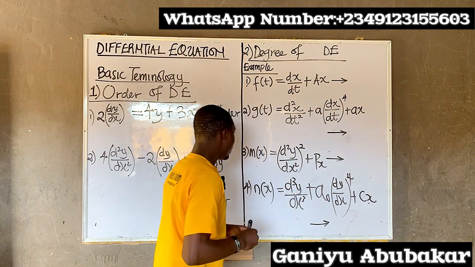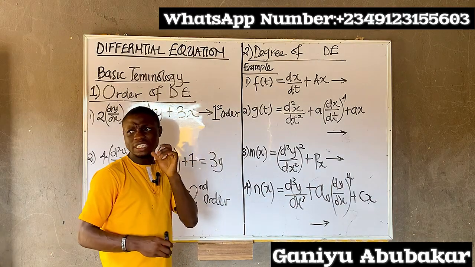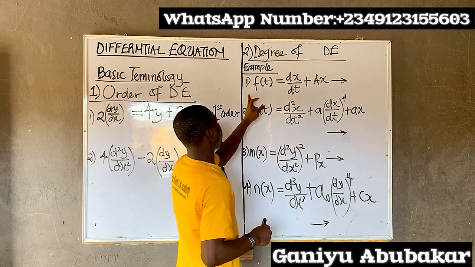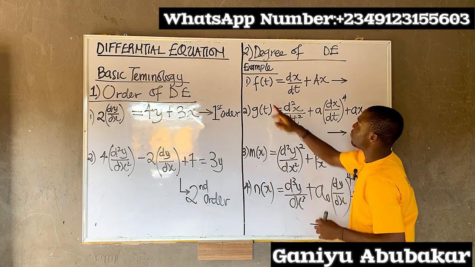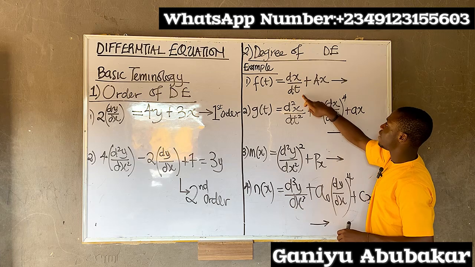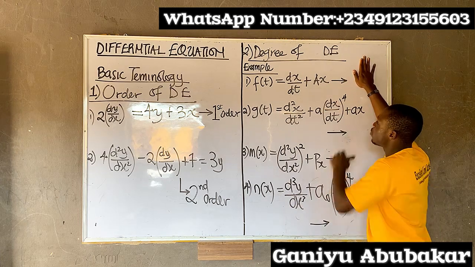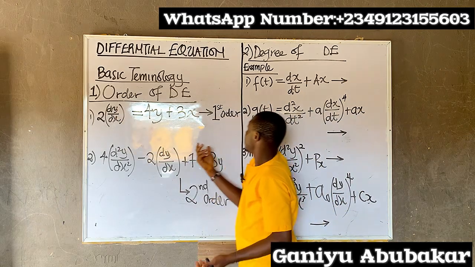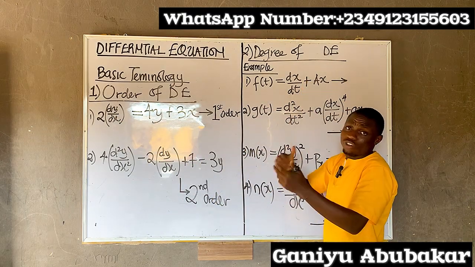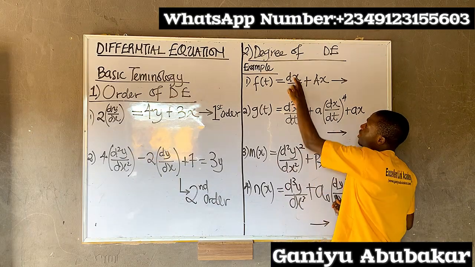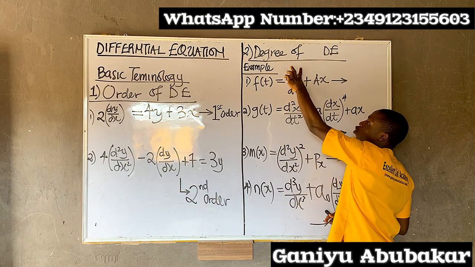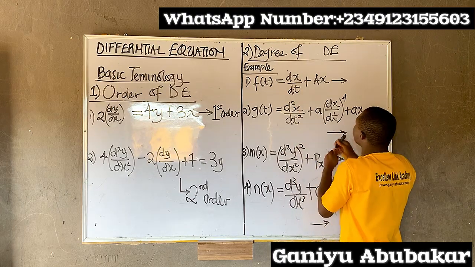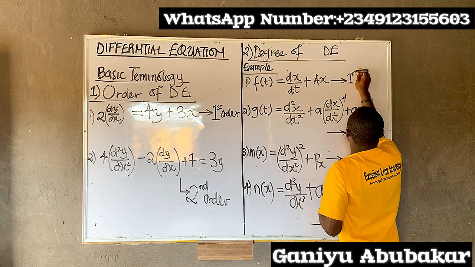First, for number 1, let's get the order and the degree. If you observe closely, I have f of t equal to dx over dt, then ax. So I'm asked to find the order here. What I've been doing so far, I've been having dy over dx, so I can still have dy over dt. I can still have other variables. In this case here, I'm just having dx over dt. This is the only differential coefficient I'm having here, and this gives you first order.